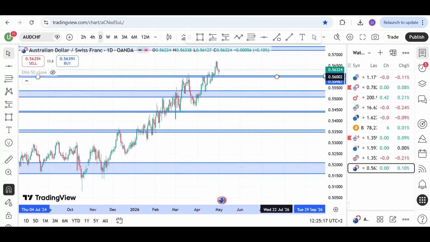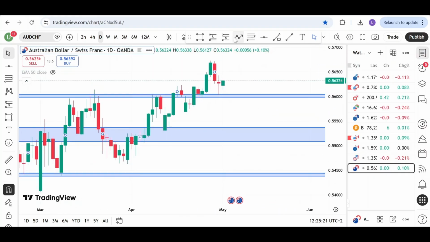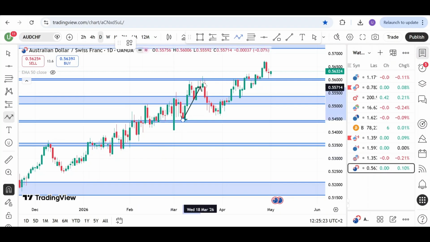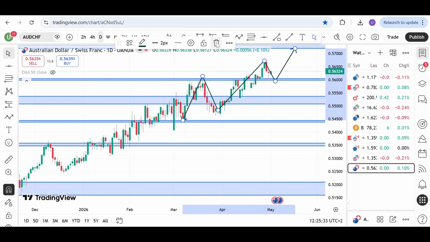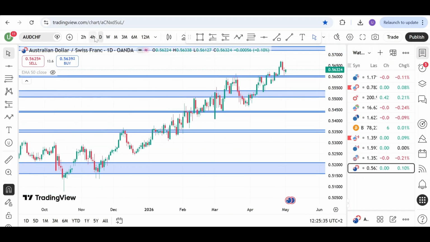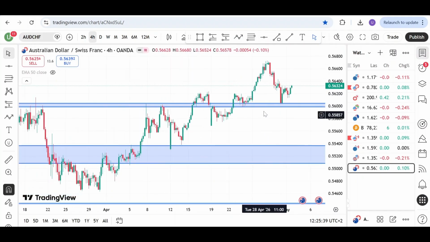So we are in an uptrend. We are seeing lack of structure here, creating higher low, higher high, lack of structure, higher low. Test here, we can expect the continuation. Okay. Let's go to an H4 time frame to see what's really going on.